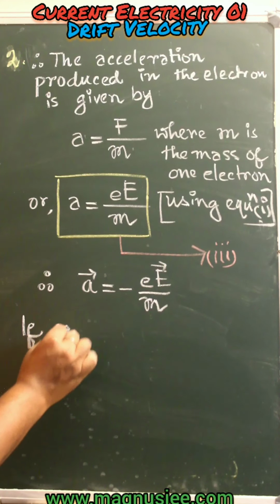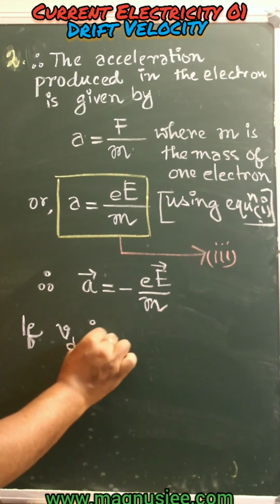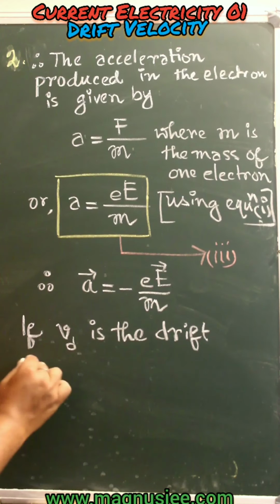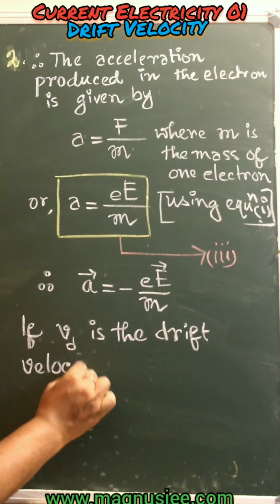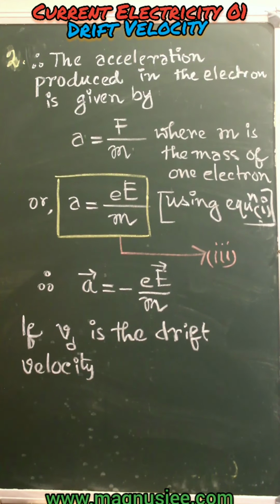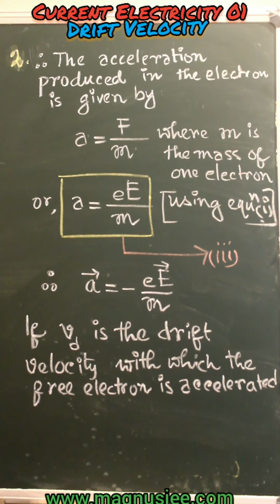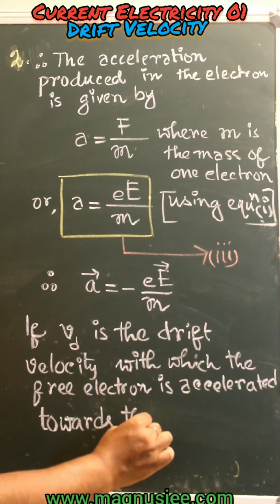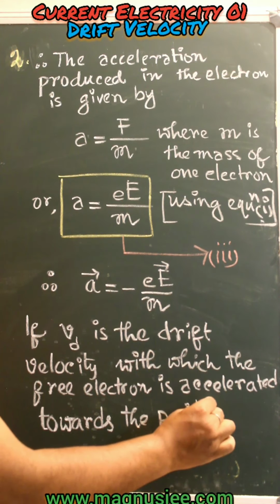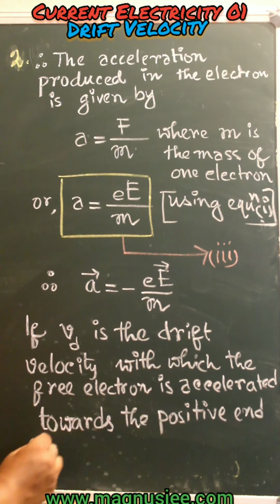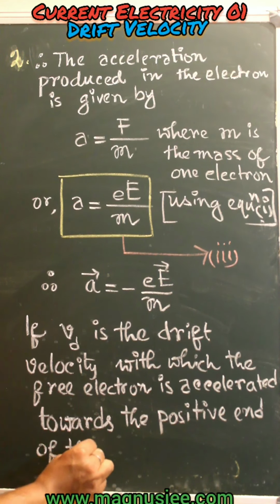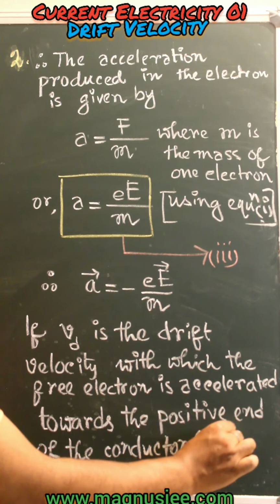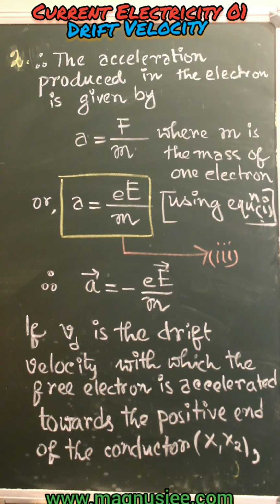If Vd is the drift velocity of the free electron, Vd is the drift velocity with which the free electron is accelerated towards the positive end x1 of the conductor. x1 is the positive end of the conductor.